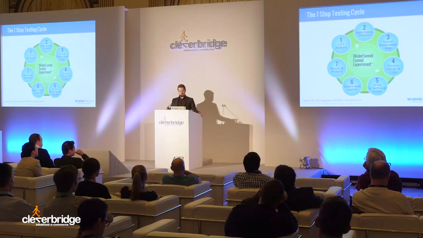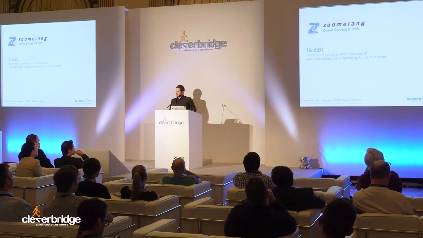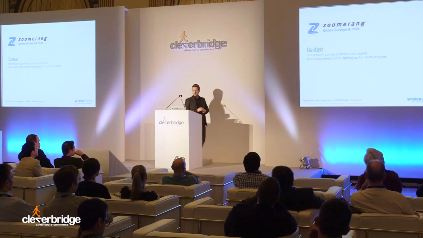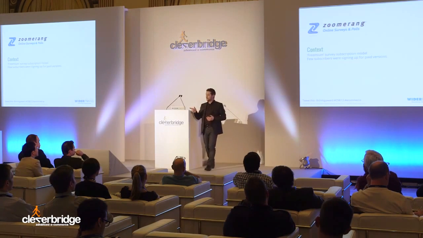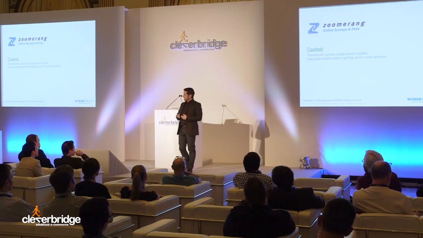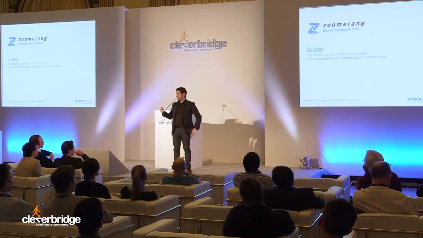So let's look at a quick example of how that works. This was another freemium model for Zoomerang, where they have a survey subscription to create surveys and polls. A lot of marketers are using them. But they had a problem getting people to upgrade or to sign up for the paid versions. They had a huge lag time between their free signups and their paid upgrades. So they needed to improve that. And what we did is tested with the goal of increasing both free and paid.